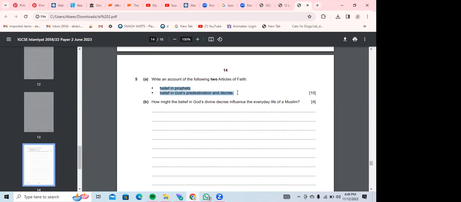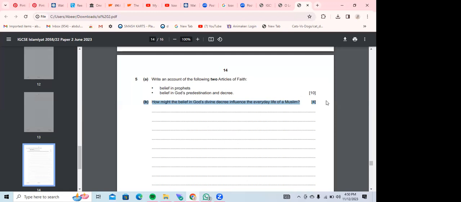And for example, if the time is short, or if you cannot remember many details about one of the points, you can give more details about the other point, or just give the main details about predestination or belief in the prophets. Then we have part B, the last question. How might the belief in God's divine decree influence the everyday life of a Muslim? In this question, you have to tell how it can help a Muslim.